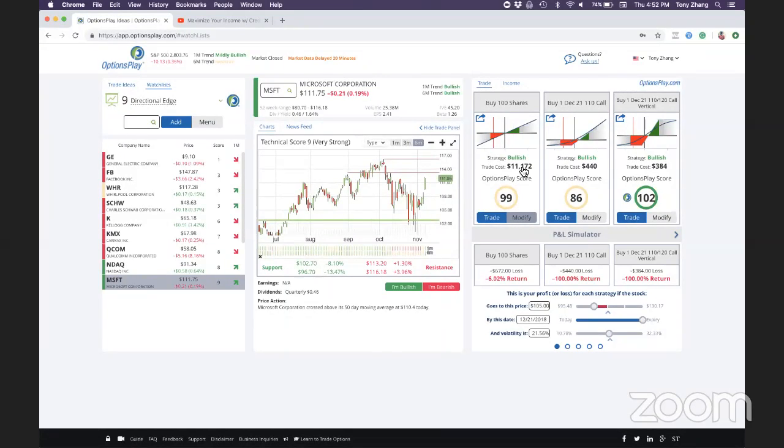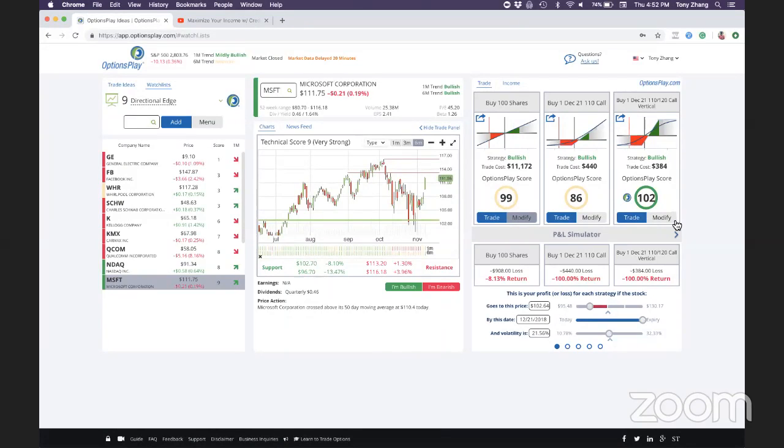Not only do you have to put up a substantial amount of capital, you end up losing more money. Versus buying a call option, you only lose $440, so 2/3 of what you risk if you had bought the stock. But if you bought this call with a vertical, you only lose $384. So you're risking even less. And that's why this strategy here on the right has the highest options play score. Because not only do you make a higher return if you're correct on the trade, more importantly, you actually risk less money when you're wrong.